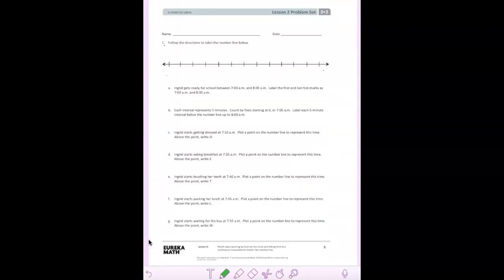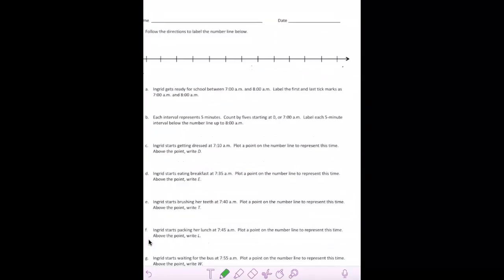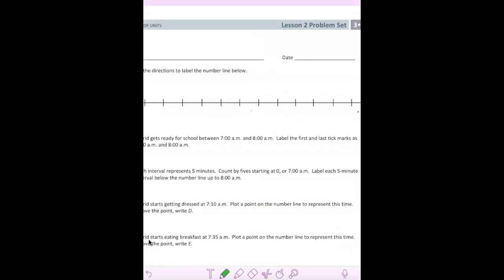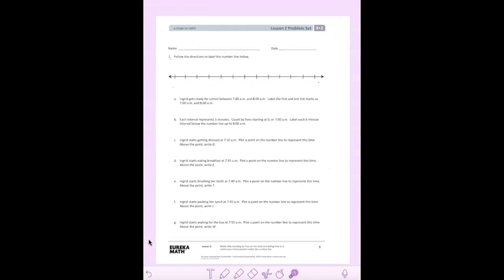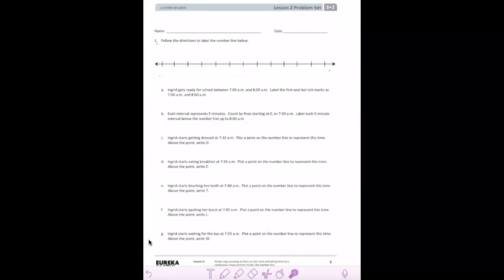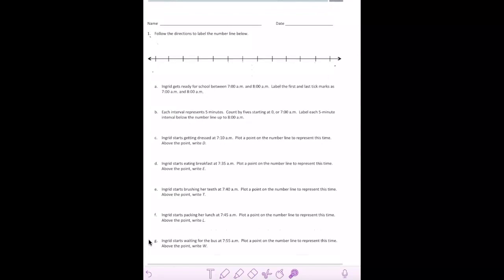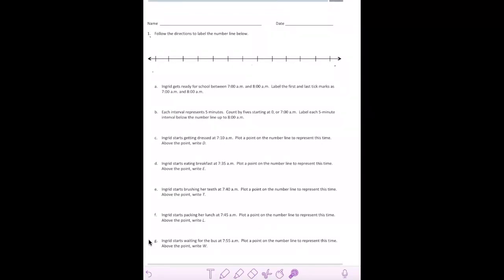Let's go ahead and do the Lesson 2 problem set together. It's very important, boys and girls, that even if you're not reading the problems with me, I want you to try to read them after I read them so that you get practice doing that, because we have to be able to read our math problems. So number 1, follow the directions. My pen's not working. Follow the directions to label the number line below.